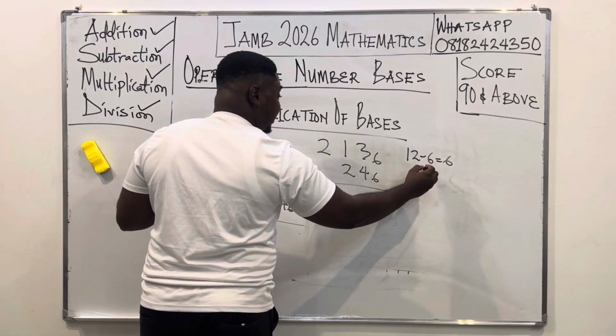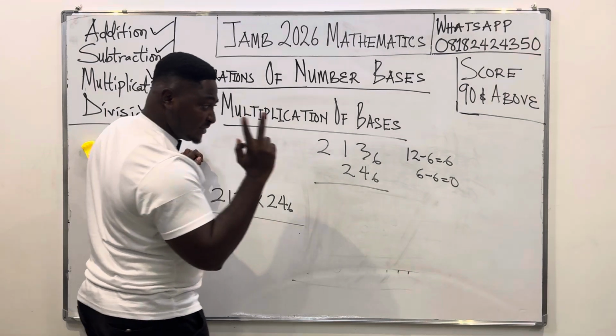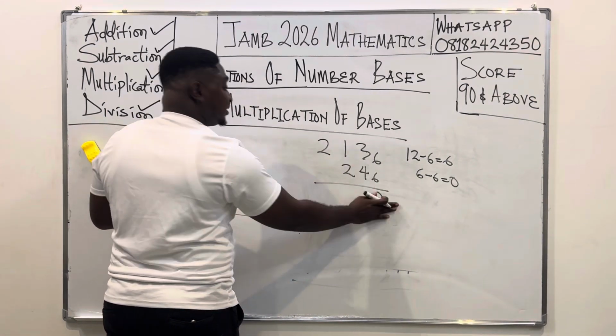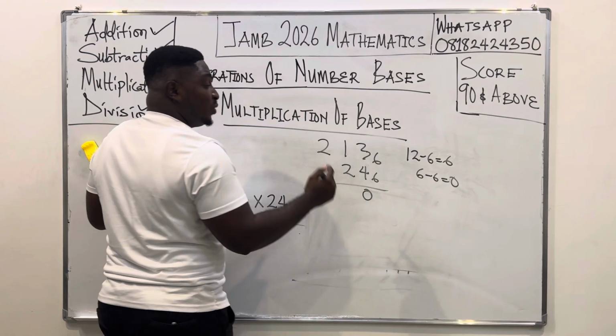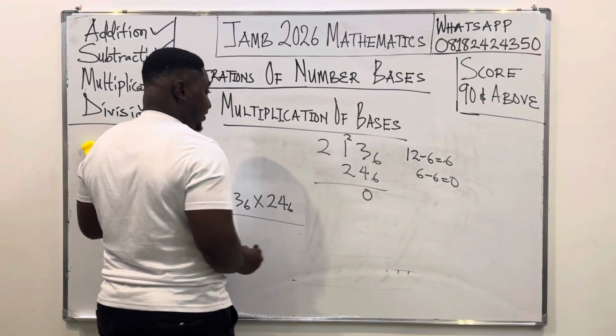You have to subtract another 6. So 6 minus 6 is 0. So how many times do we subtract 6? Twice. Take note of that. So we have 0 as our final answer here. But we subtracted 6 twice. So it means that there's a 2 waiting for us here already.